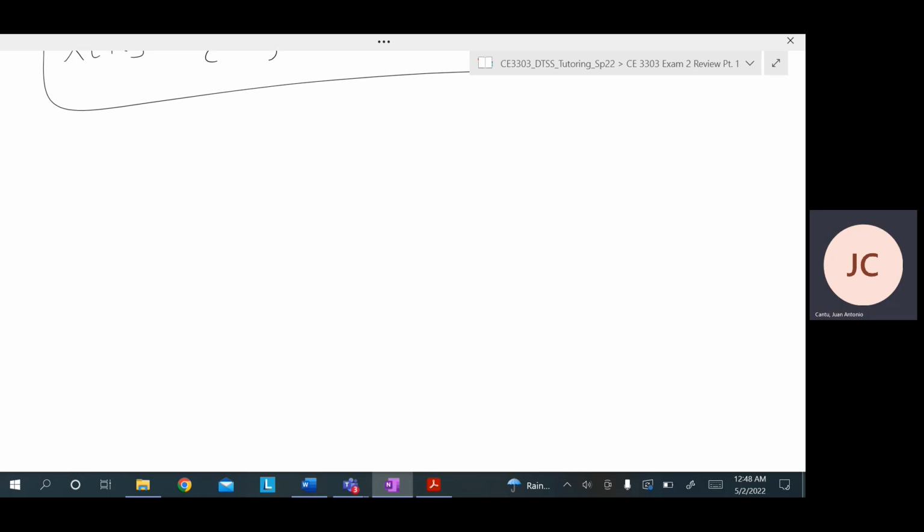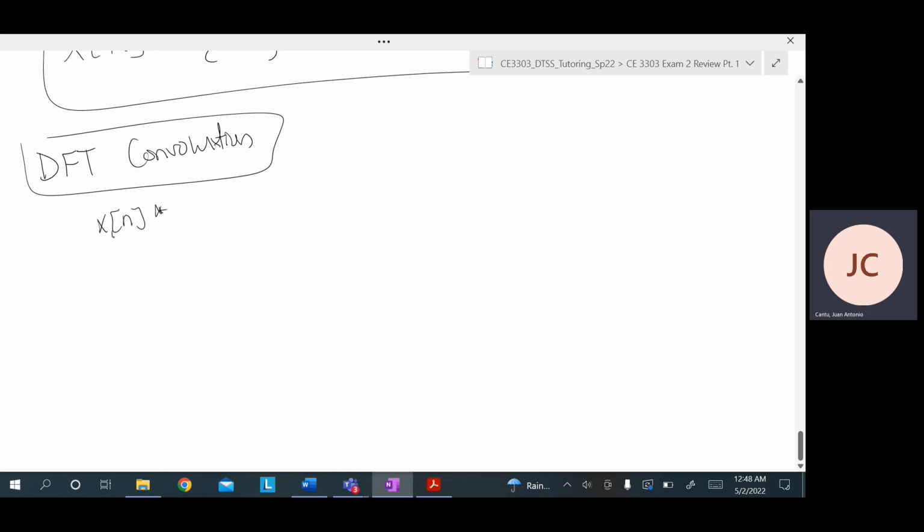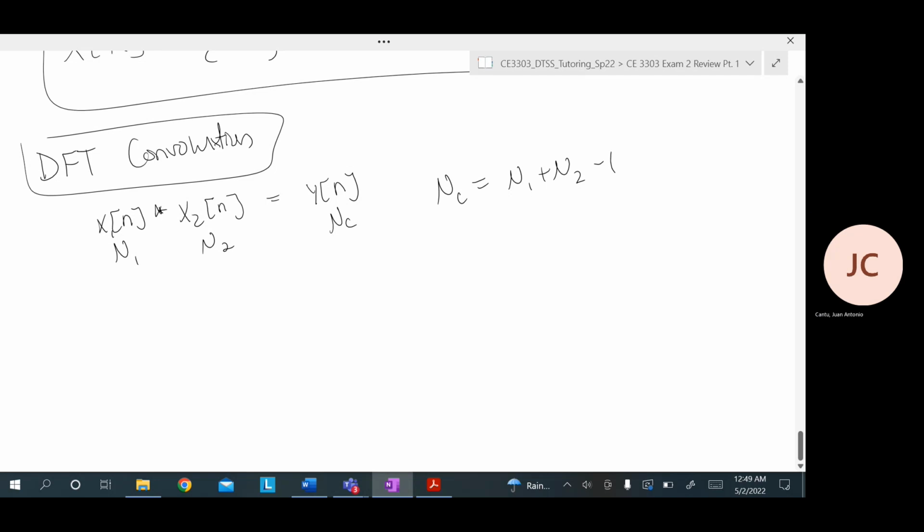But basically, it's simply you have to zero pad. So if you remember from convolution, if you convolve x1 of n with x2 of n, you get y of n out. The length of x1 of n is say n1, and the length of x2 of n is say n2. And the length of this is say nc. nc is equal to n1 plus n2 minus 1. Hope you remember that from convolution.